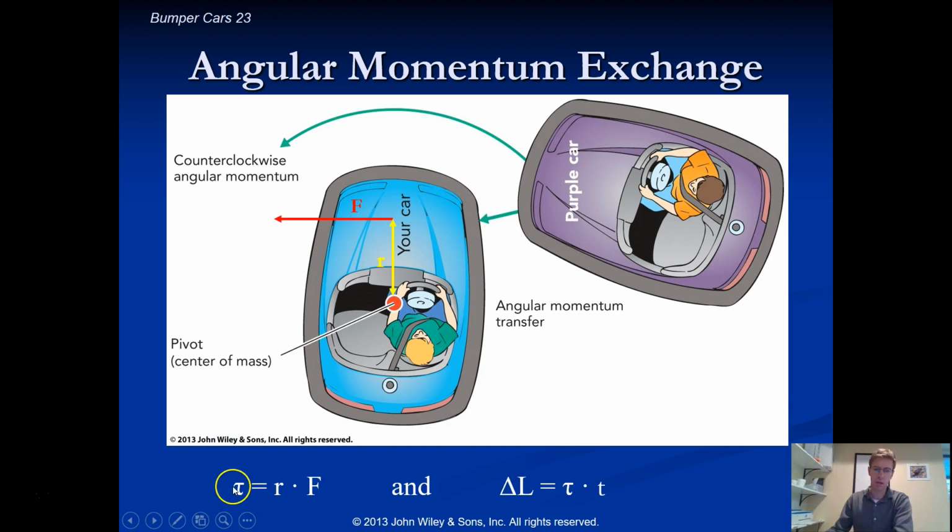So there'll be a torque, because torque is force times lever arm. And that torque applied over some period of time causes you to experience a change in your angular momentum. And so that's why you will begin to rotate. You will gain some of the angular momentum from that purple car as its rotation slows down as it slams into you. So it's going to bring that clockwise, counterclockwise angular momentum into your car, hitting your car, causing you to rotate and slowing its rotation. So that's the idea of momentum and angular momentum.